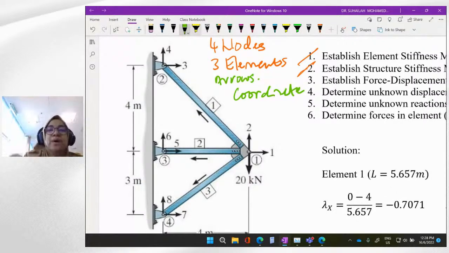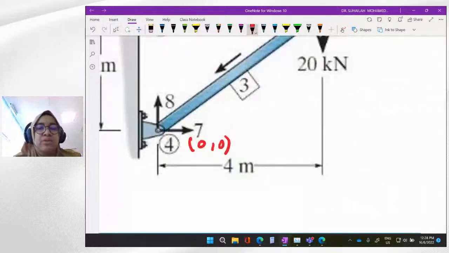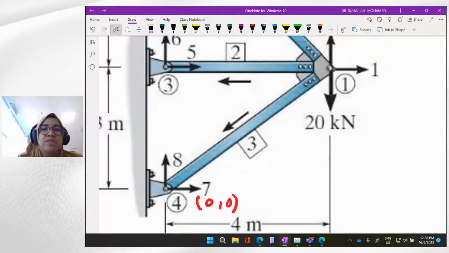Now I want to put the coordinate. Coordinate means we choose one node as origin. So let's say we choose node number 4 as origin. So this will be 0, 0. Based on this origin, we can get the coordinates for the other joints. So based on this, node number 1 will be 4, 0.